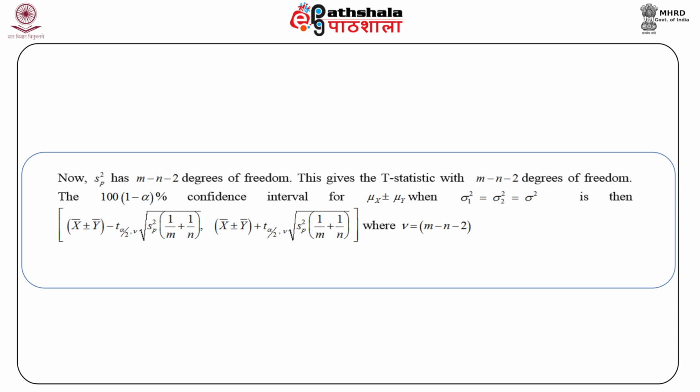The 100 into (1 minus alpha) percentage confidence interval for mu x minus mu y, when sigma 1 square is equal to sigma 2 square is equal to sigma square, is then equal to x bar minus y bar minus t alpha by 2 comma nu into under root of sp square into (1 by m plus 1 by n), and x bar minus y bar plus t alpha by 2 comma nu into under root of sp square into (1 by m plus 1 by n), where this nu is equal to m plus n minus 2.